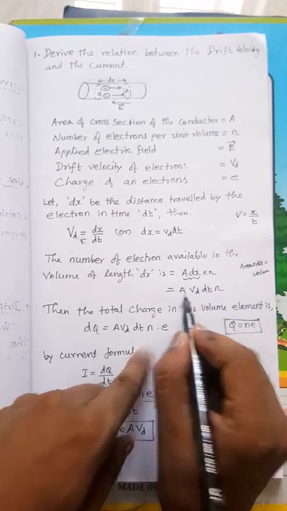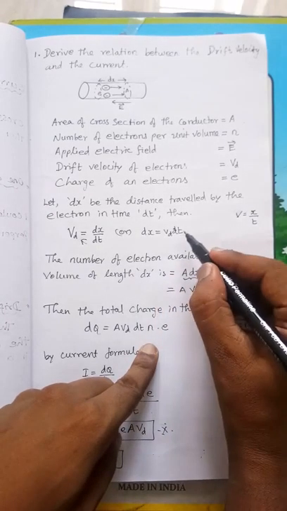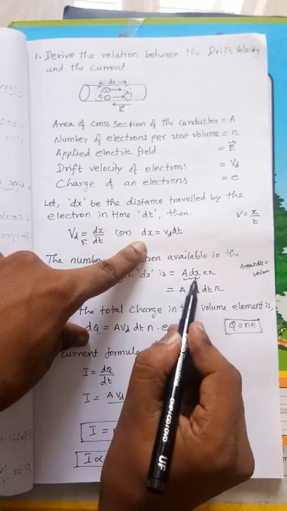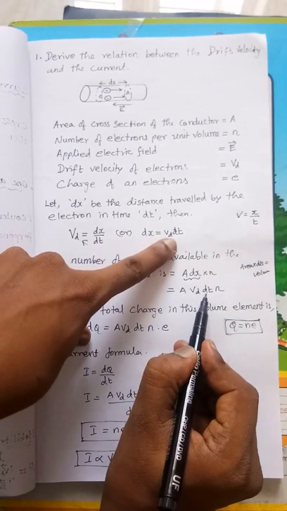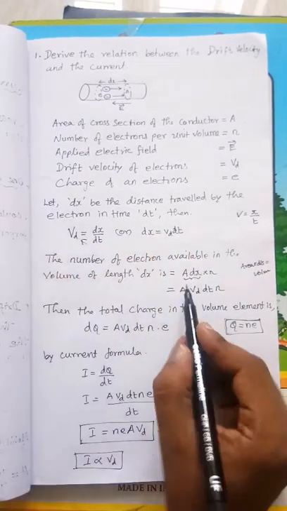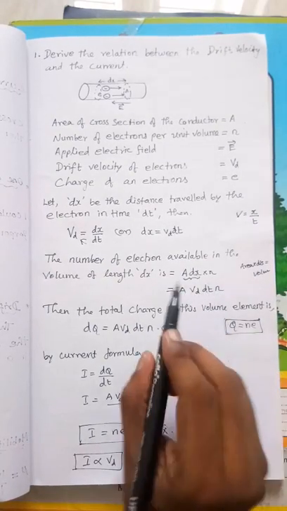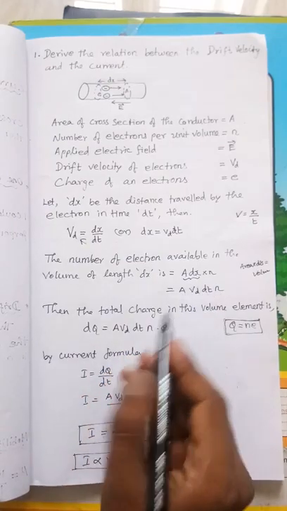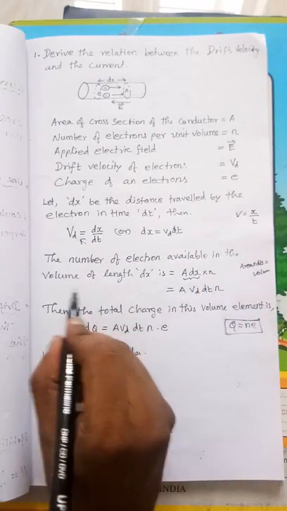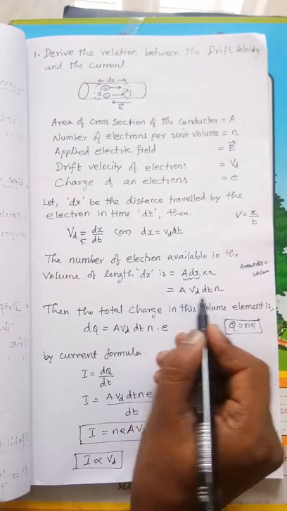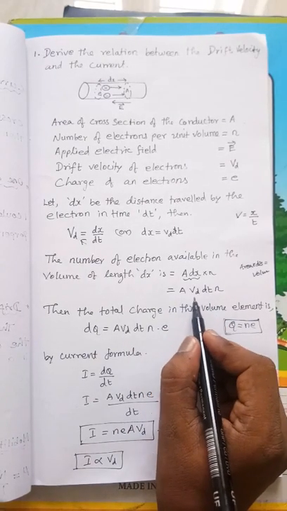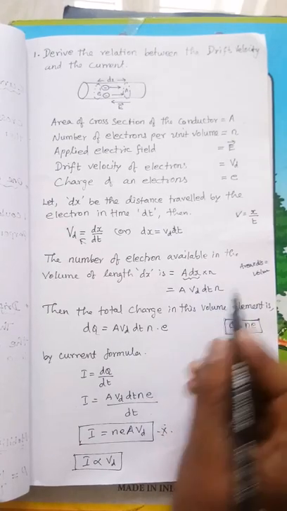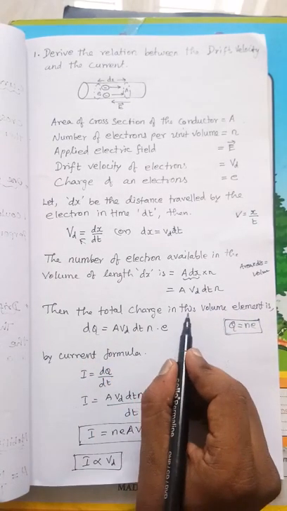Already you know the value of dx, so substitute dx equal to Vd dt. So the number of electrons available in the volume of length dx is A Vd dt n, where A is the area, Vd is the drift velocity, dt is the time taken, and n is the number of electrons per unit volume. This gives the total charge in the volume element.